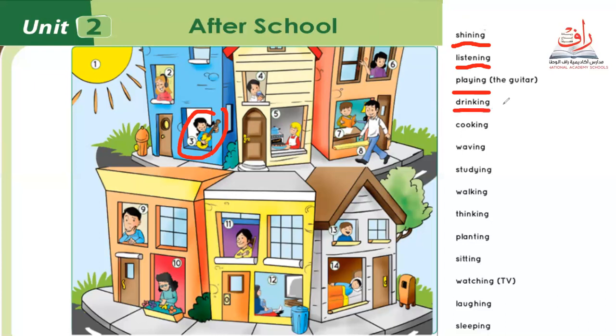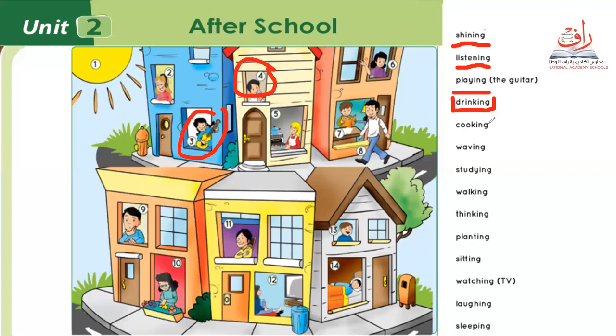Number four. Ritan, hi, Ritan. Can you please read this here? I'm going to put a line around. Read this here, Ritan, please. Drinking. Good job. Who's drinking? The boy is drinking. He is drinking juice, water, I don't know, but he is drinking.